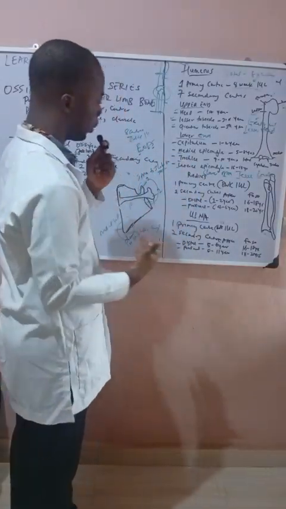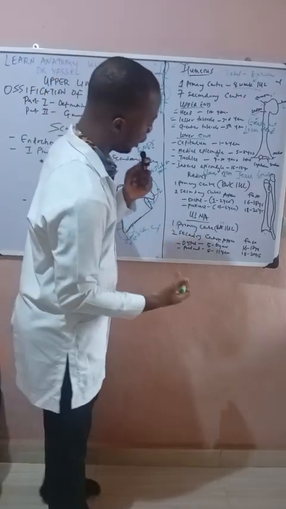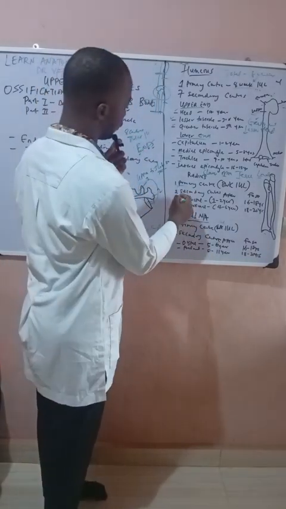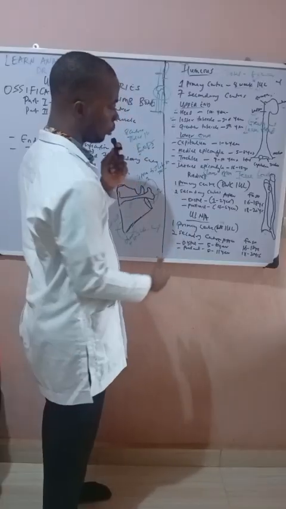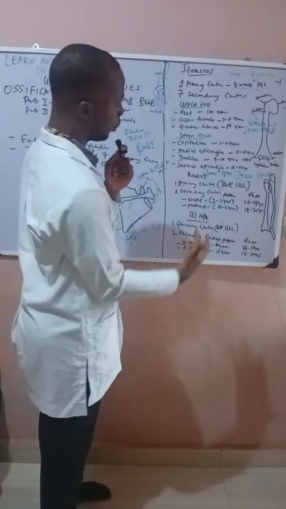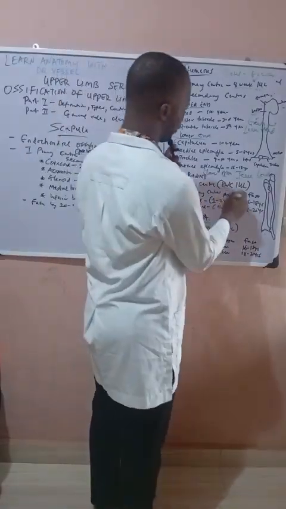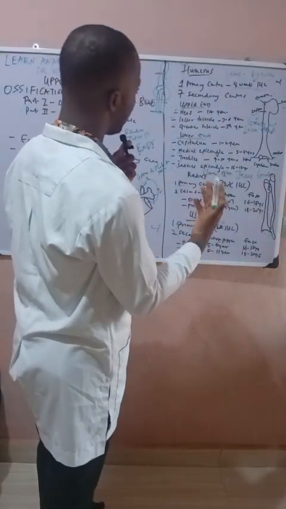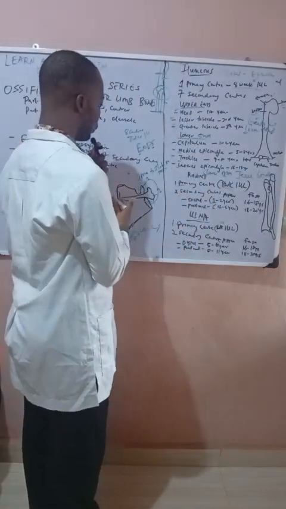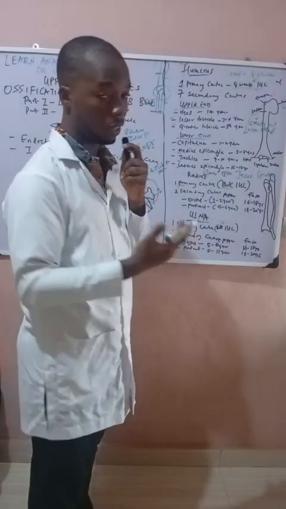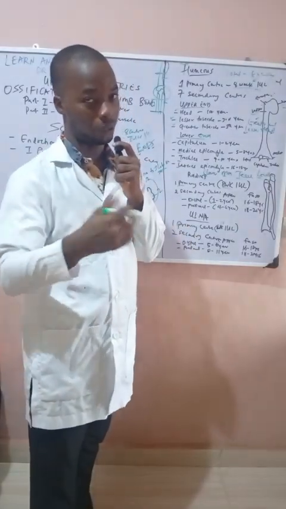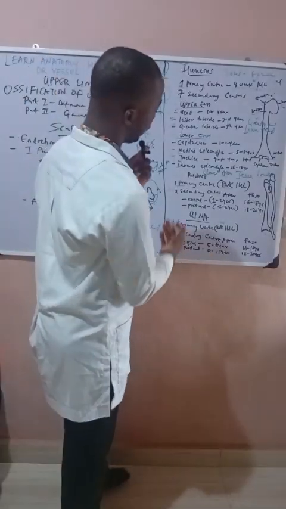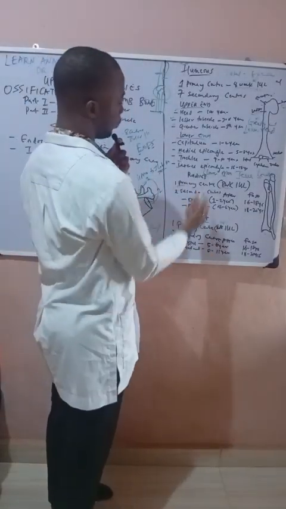Now, the next bone we'll be looking at is the radius, and we'll say that the radius has 1 primary center and 2 secondary centers. Now, the primary center, as in other long bones, appears at 8 weeks. Remember, the humerus appears at 8 weeks. The clavicle appears at 5 to 6 weeks because it appears earlier. The scapula appears at 8 weeks.